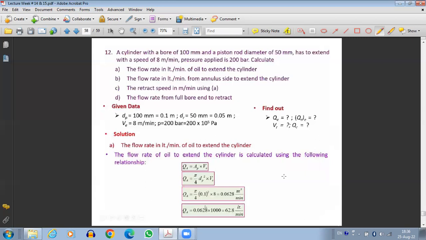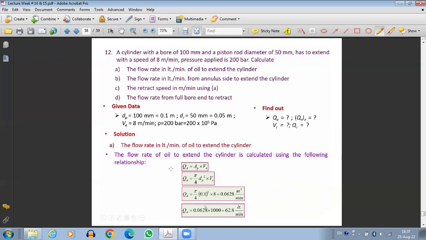Okay, now let's see this last problem. A cylinder with a bore of 100 millimeter and a piston rod diameter of 50 millimeter has to extend with a speed of 8 meter per minute. The pressure applied is 200 bar. Calculate the flow rate in liter per minute of oil to extend the cylinder, the flow rate in liter per minute from annular side to extend the cylinder, the retraction speed in meter per minute using the part A answer, and the flow rate from the full bore end to retract.